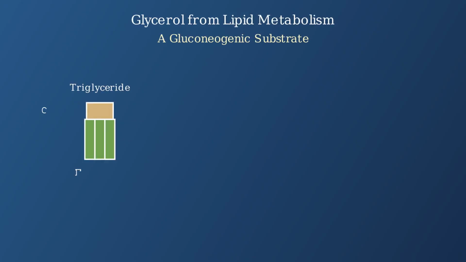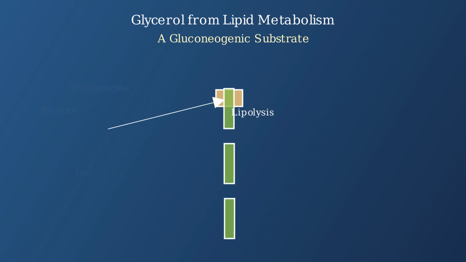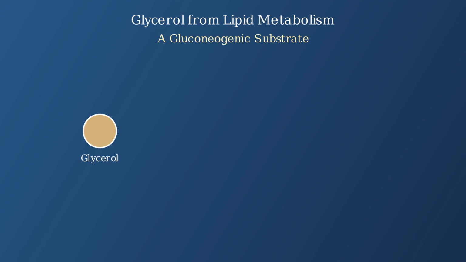During periods of fasting, triglycerides are broken down in a process called lipolysis. This breakdown releases glycerol and 3 fatty acids. While the fatty acids are primarily used for energy, glycerol can serve as a gluconeogenic substrate. The glycerol released from triglyceride breakdown enters gluconeogenesis through a multi-step process.